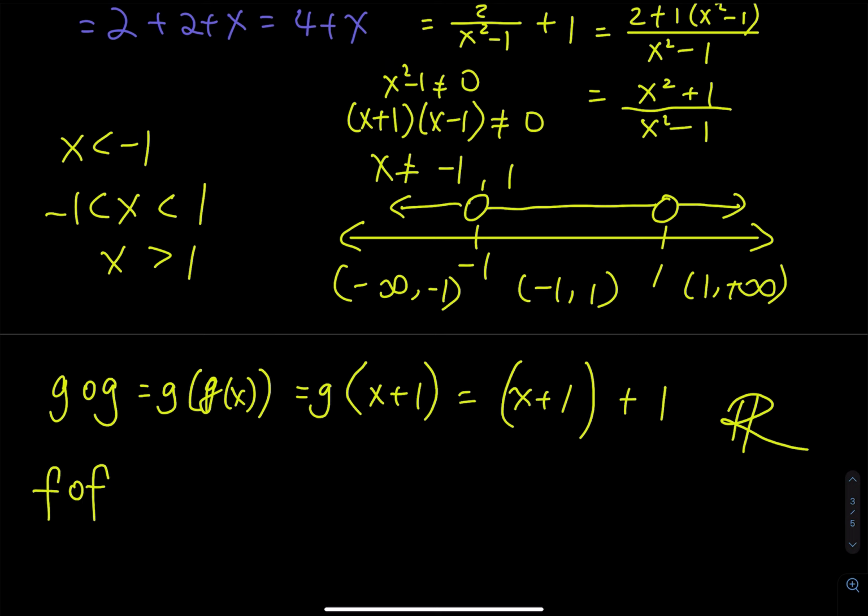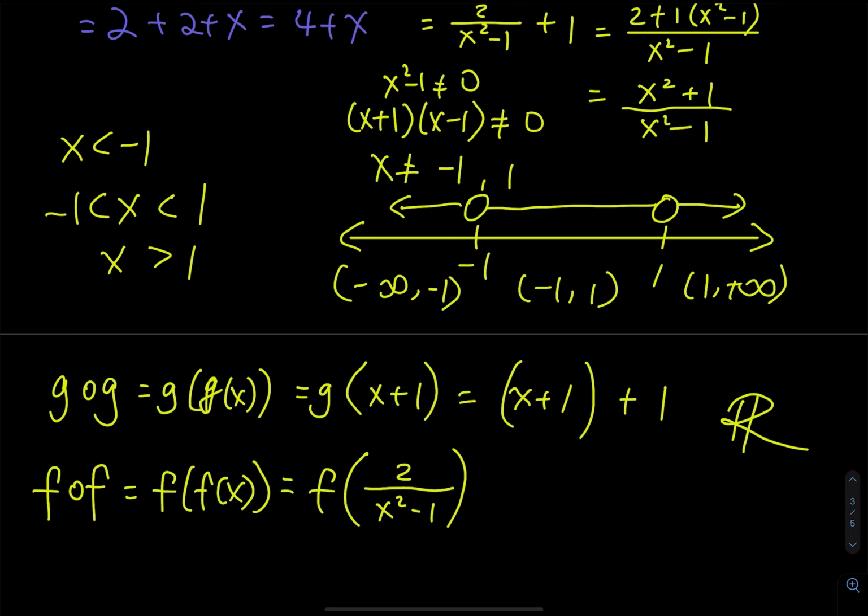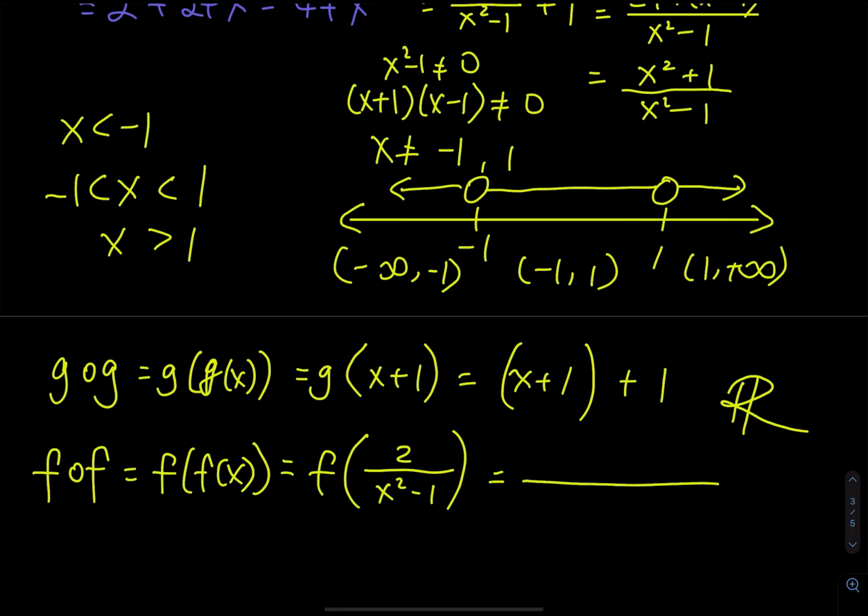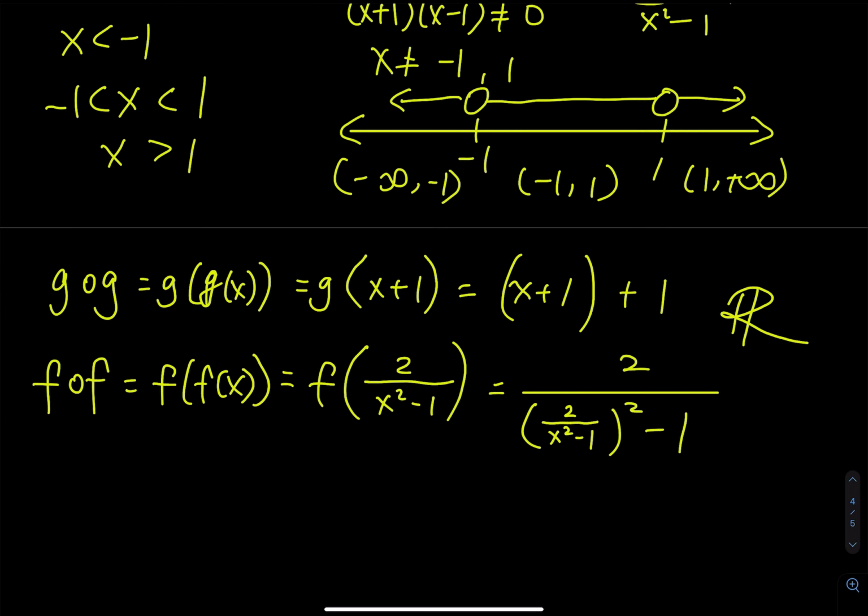So this part can be tough. f of x is equal to 2 divided by x squared minus 1. Then this part is tough because you will get a complex fraction. So 2 divided by x squared minus 1, right? And then inside the parenthesis, you have 2 divided by x squared minus 1. So that's what makes this part difficult. And then regarding the domain, this is not easy.